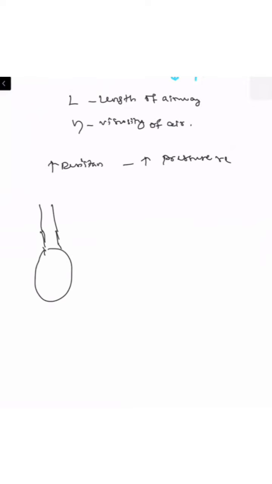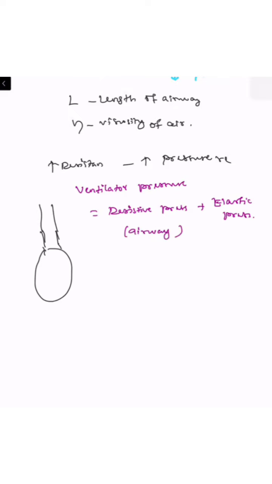So this is the airway. So what is the normal ventilator pressure we are delivering? The ventilator pressure is needed to bypass the resistive pressure as well as the elastic pressure. So what is the resistive pressure? This is given by the airway, that is the trachea, bronchus and respiratory bronchioles, and the elastic pressure is given by the lung alveoli.